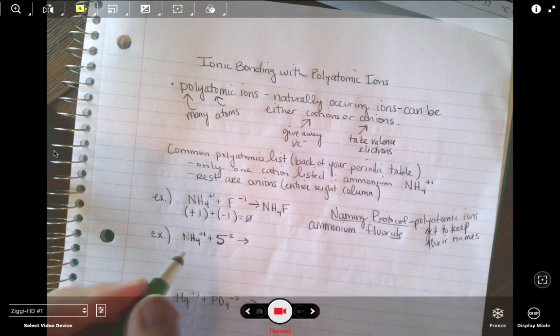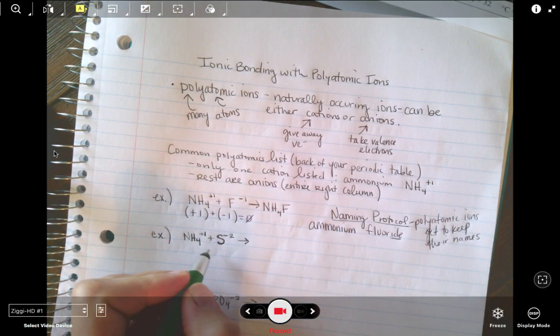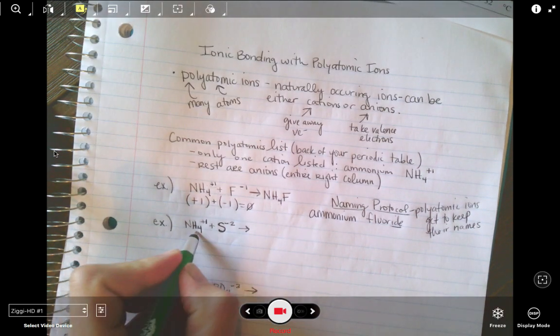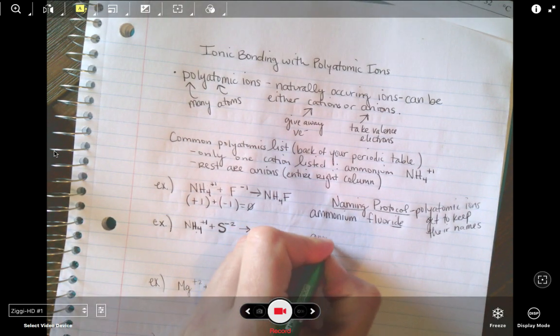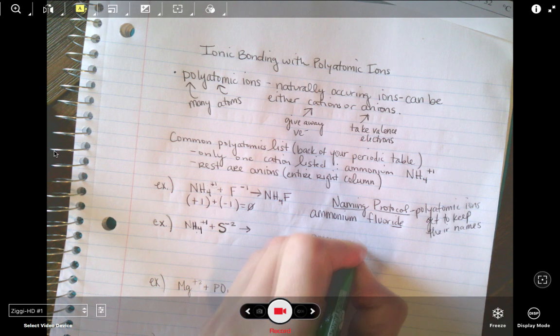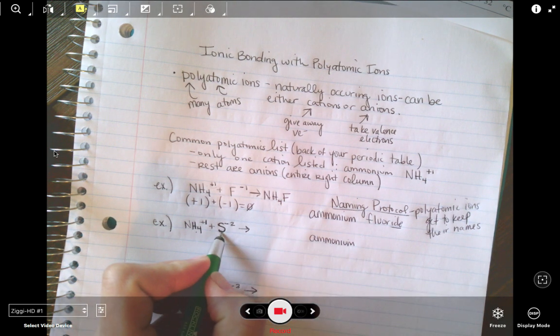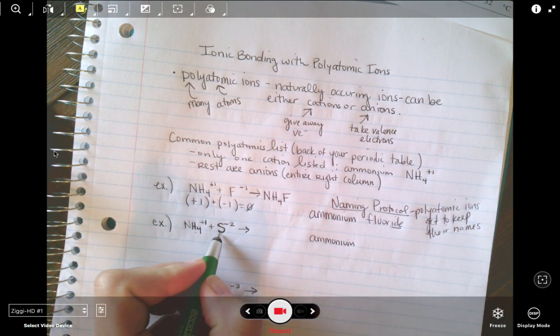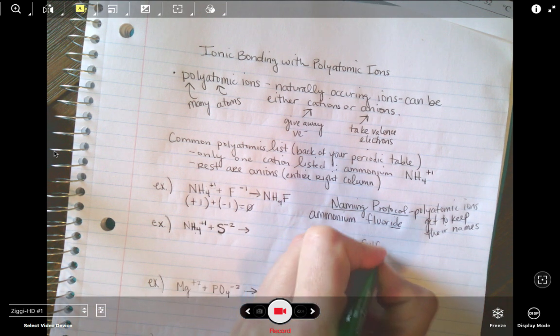Okay, the next option. Well, what if the charges don't cancel out when you're dealing with the polyatomic ion? So this is ammonium again, so I'll just name it really quick. So this is ammonium. Sulfur is a monatomic ion, so because it's acting as an anion, you change the ending of it to "ide." So this is sulfide.